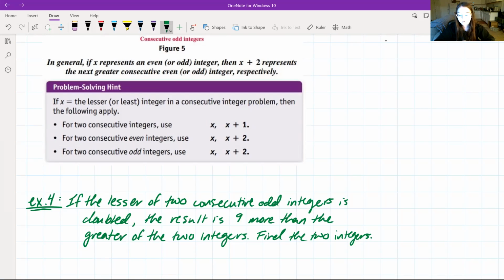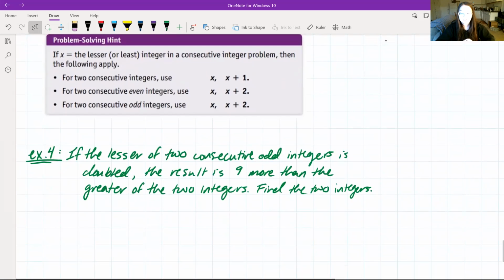So example 4: if the lesser of 2 consecutive odd integers is doubled, the result is 9 more than the greater of the 2 integers. And then we want to find the 2 integers. So using that step 1, let's read that one more time. If the lesser of 2 consecutive odd integers is doubled, the result is 9 more than the greater of the 2 integers. And we want to find our 2 integers.